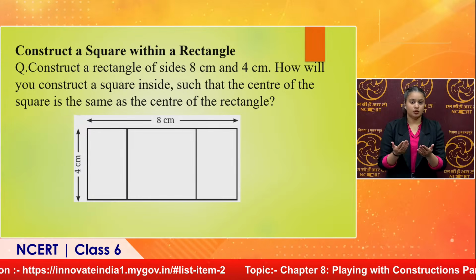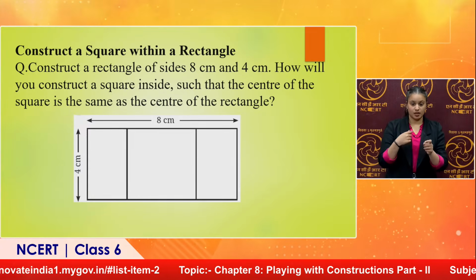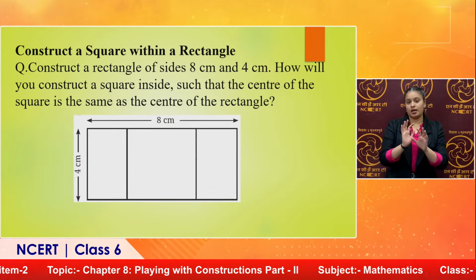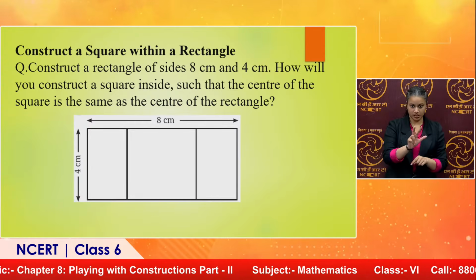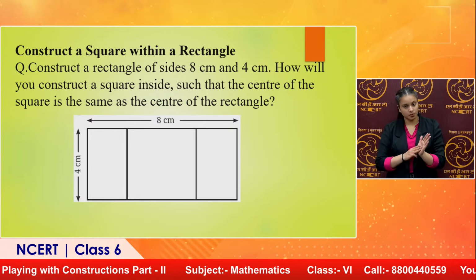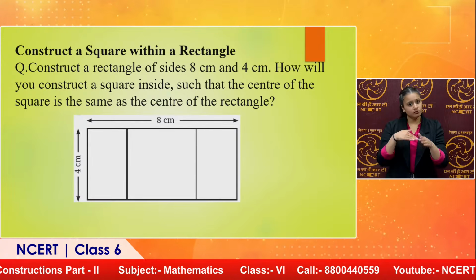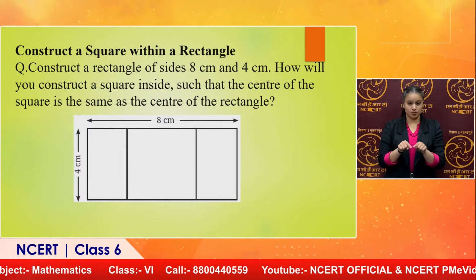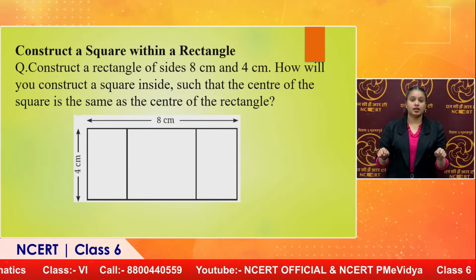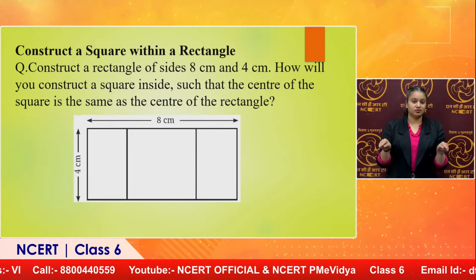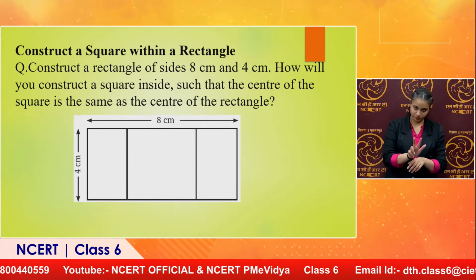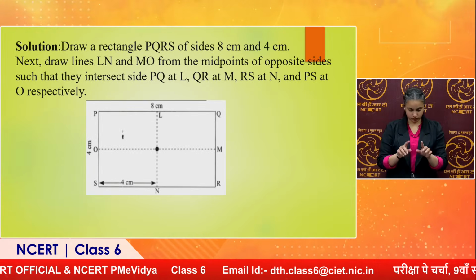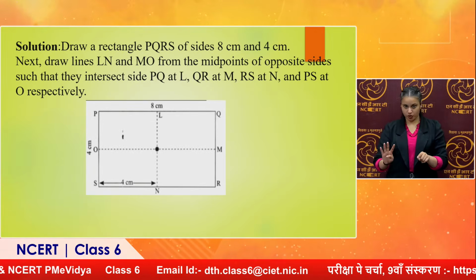And next is: construct a square within a rectangle. Seems a little challenging, let us do it and see. We have a rectangle of sides 8 centimeters and 4 centimeters. How will you construct a square inside such that the condition is the center of the square is the same as the center of the rectangle? As you can see, Renuji, we have the length of the rectangle as 8 centimeters and the width as 4 centimeters. Okay, breadth is 4. Now children, we will draw this and see for ourselves.